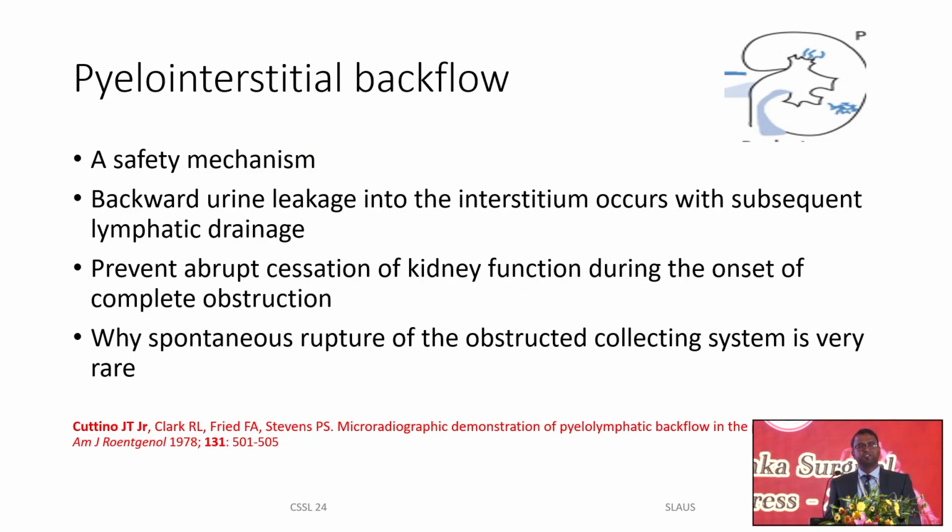This terminology is important. Why are we not seeing calyceal rupture in acute onset of ureteric obstruction? This is due to pyelointerstitial backflow. There is a backflow of urine into the interstitium, which is drained by the lymphatics, but it will not last longer. In the initial stage it will happen, but later on, we may see calyceal rupture and perinephric fluid.